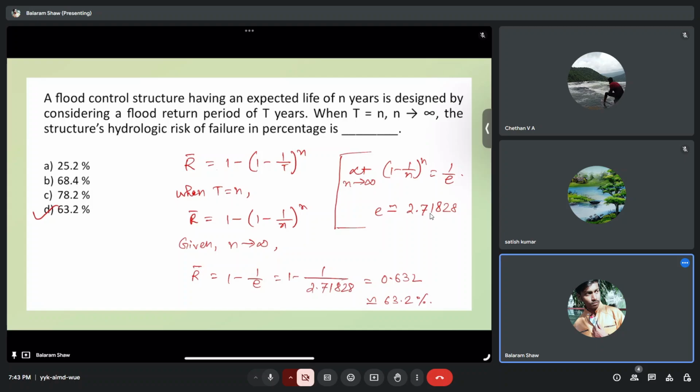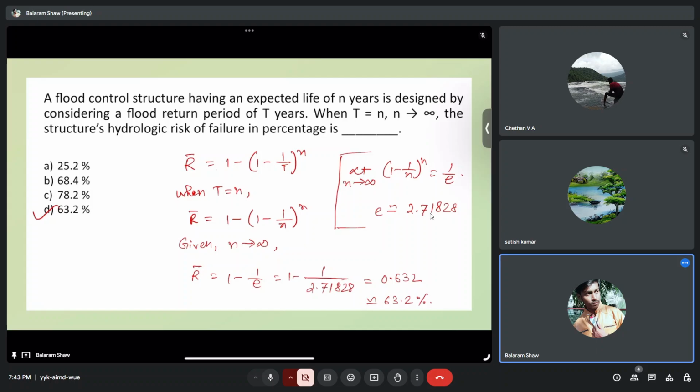The next question is: structural flood control methods do not include. Now we are done with the design floods and we move to flood management. In flood management, we have several flood control structures, structural flood control methods and non-structural flood control methods. This was explained in detail in the lectures. You should be able to tell which are structural flood control methods and which are not. Here it is asking which does not include.